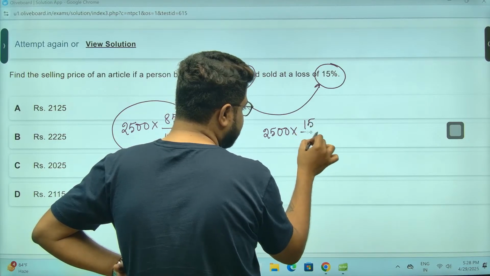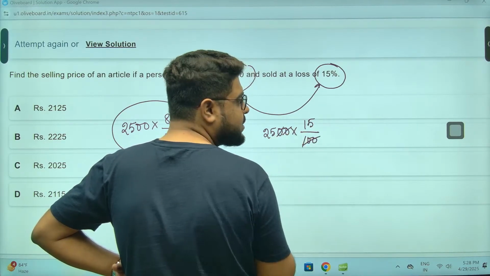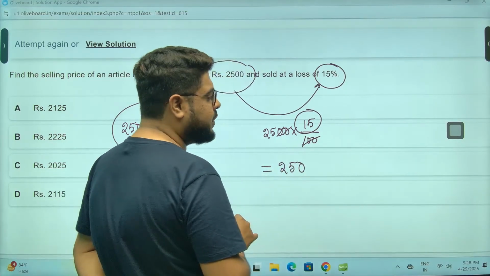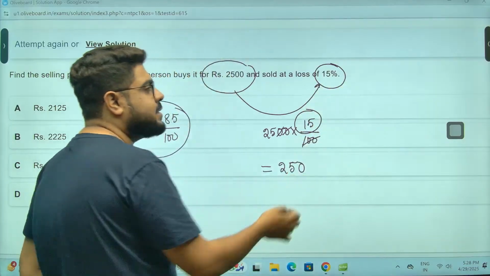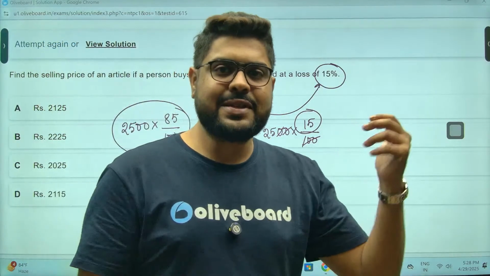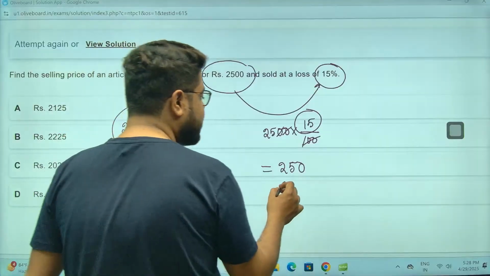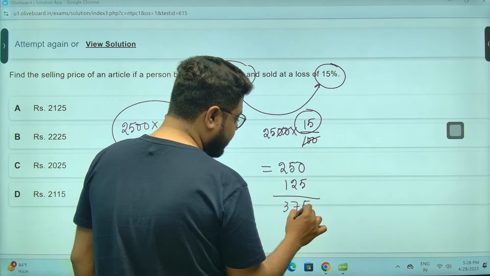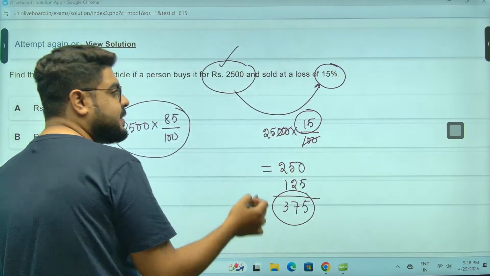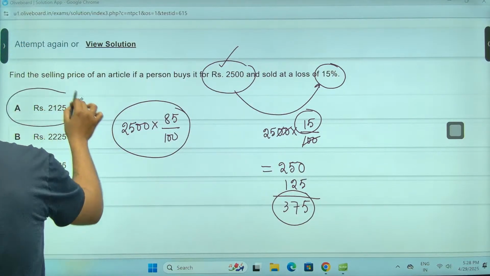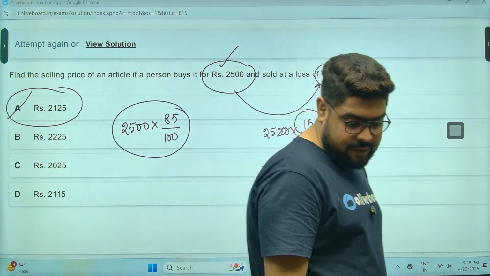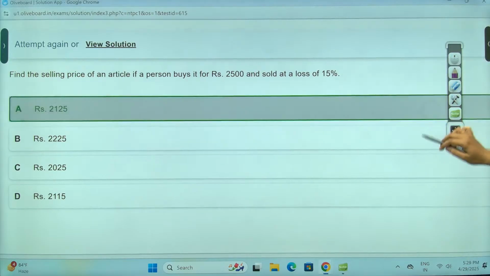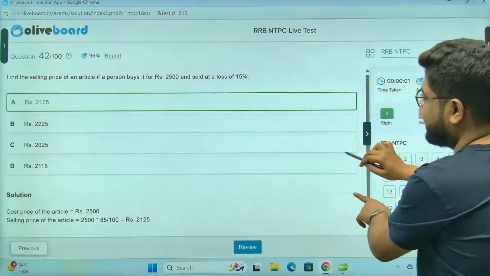2500 into 15% means this. 15% means 10% is 250, and 15% means 10% and 5%. 10% is 250, 5% is half of this, 125. Half of 250, that is 375. 2500 minus 375 is 2125. Look, option E. Yes Reena, you are correct. Option A is again the correct answer. Let's go, option A. It was a 10-second question.